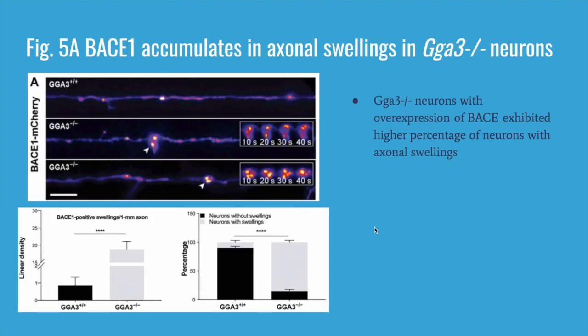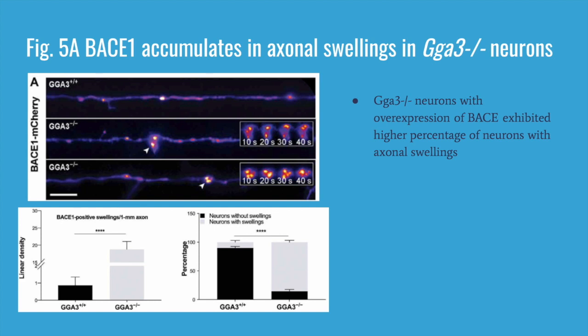So here in figure 5A, we are looking at still images of a movie, and this is in BACE1-mCherry neurons. The neurons either have GGA3 or GGA3 deletion, and they wanted to look at how BACE1 accumulates. So as you can see pointed out by the white arrowheads in these bottom two images, those are the axonal swellings of BACE1 accumulation.